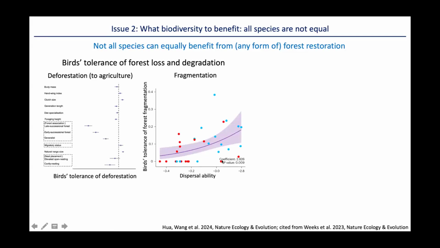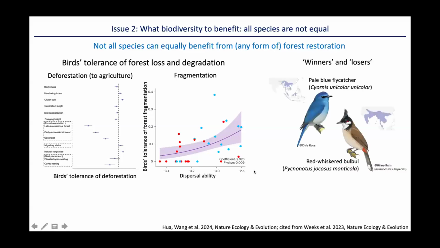This is a fairly new paper that came out last year in Nature Ecology and Evolution. What the authors did was analyze birds' sensitivity to fragmentation in relation to their dispersal ability. The point here is that we see from repeated studies that species tolerance of forest loss and degradation in various forms is related to their ecological, morphological, or even life history traits. And this brings in the topic of winners and losers.